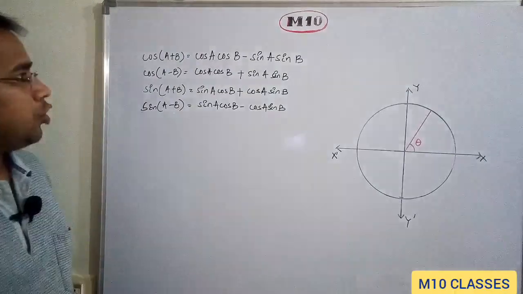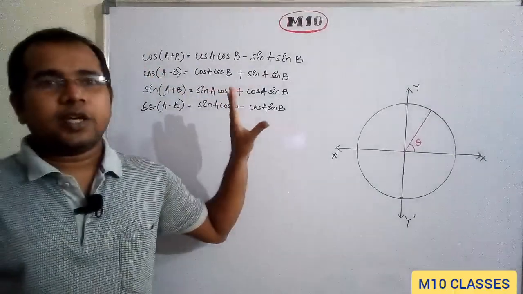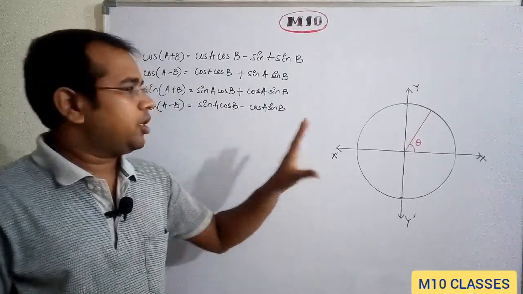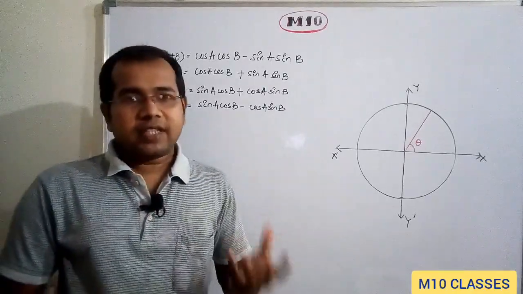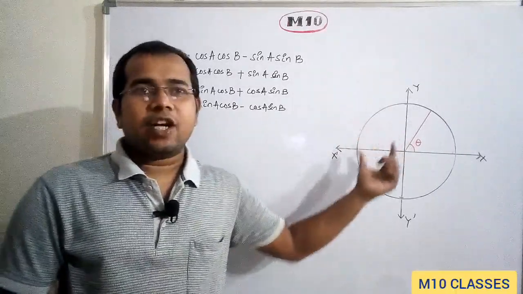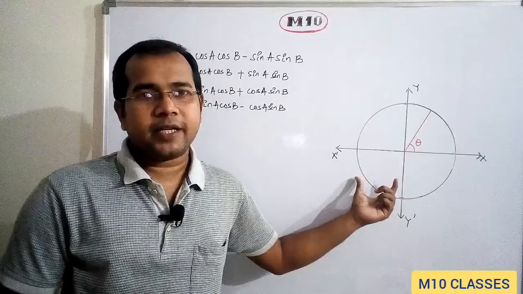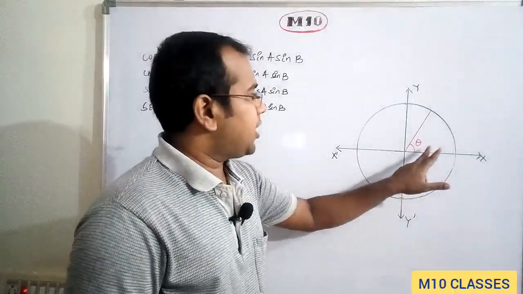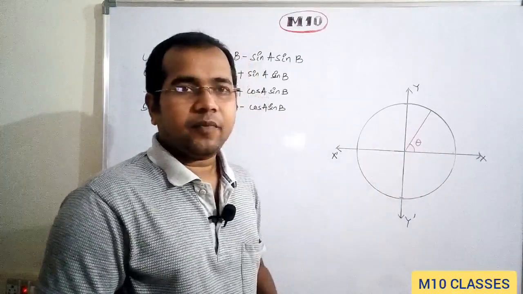So before going to prove this, we need to know about unit circle. Representation on a unit circle. So unit means 1. So this unit circle means the circle whose radius is 1. We have represented it on a Cartesian plane. Now let us say we are taking an angle theta.